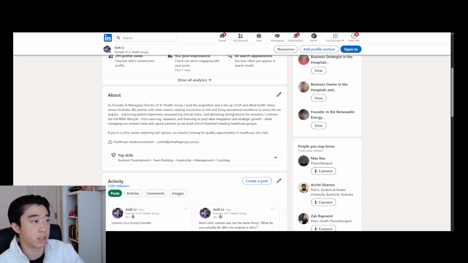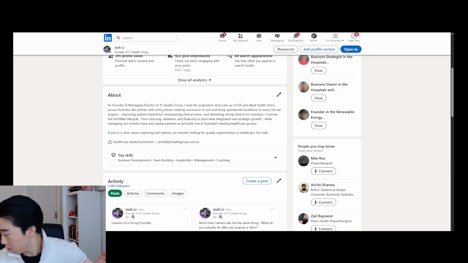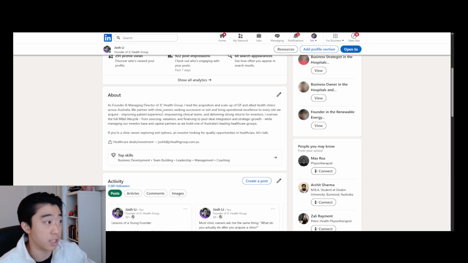strong returns for investors. While this is true, I'm not necessarily exaggerating. I'm dramatizing, right? I'm telling the people who are in this industry what they want to hear, and this is what we're doing. This is not a lie. This is actually what we're doing. But the important thing is to tell them, you want to speak the language of your industry.